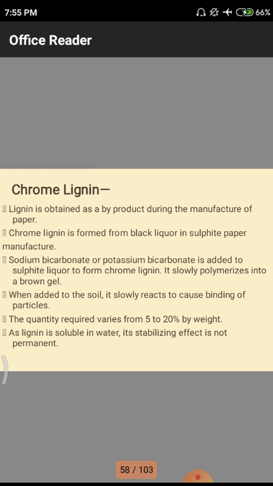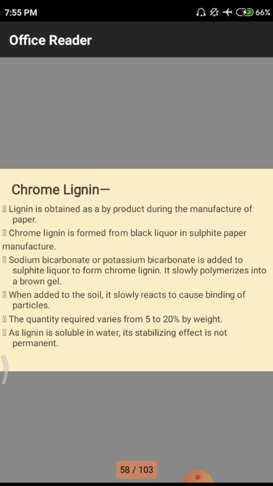Next, sodium bicarbonate or potassium bicarbonate is also added to the sulfate liquor to form this chrome lignin. Sodium bicarbonate means Na2CO3, and K2CrO for potassium. Those are added to the sulfate liquor to form chrome lignin. It slowly polymerizes into a brown jet. Whenever this is added to the soil, it reacts and causes binding of particles.